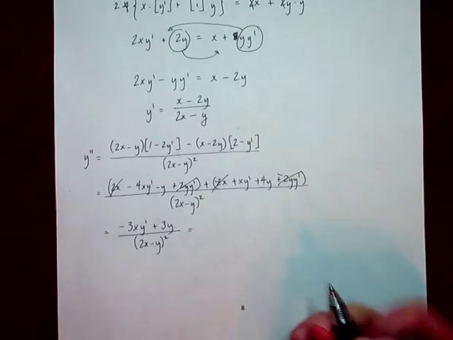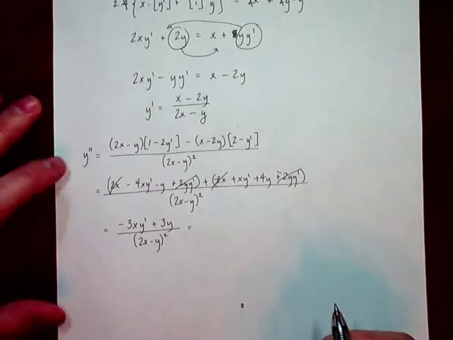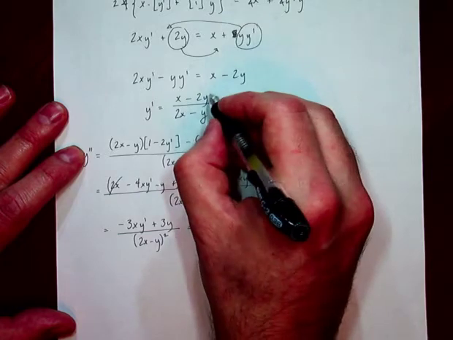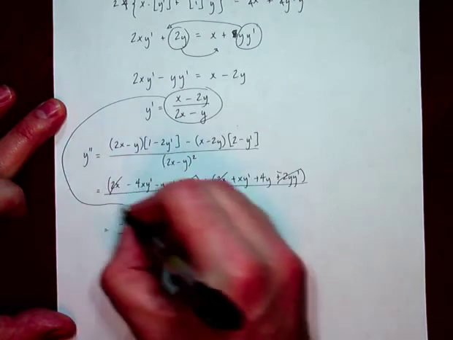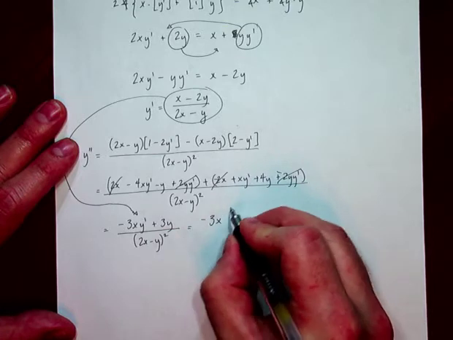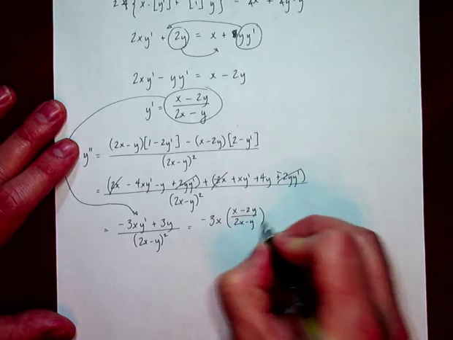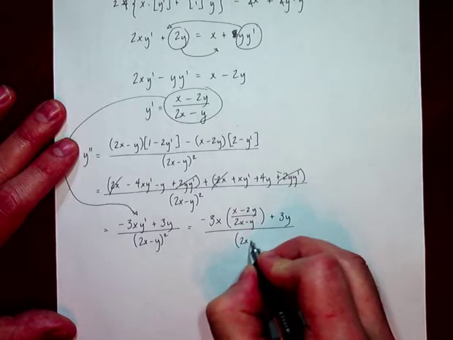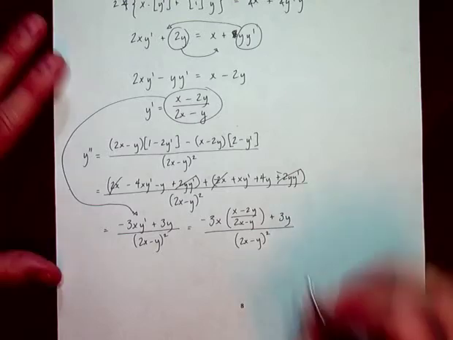Well, thankfully, one of my y primes canceled out, and I was left with only one y prime to plug in. So this is what needs to go, and I'll loop it around this way this time. It needs to go right there. So I get negative 3x times (x minus 2y) over (2x minus y) plus 3y, all of that over (2x minus y) squared. And again, it's merely a matter of resolving the complex fraction.